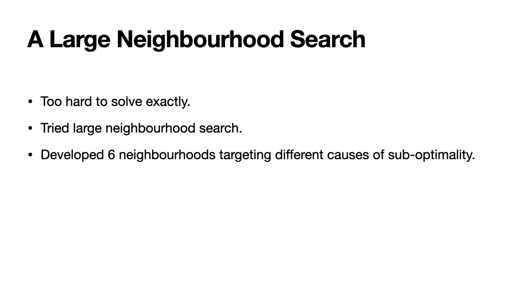The search algorithm then calls the neighborhoods until it reaches a time limit. It is best to design many different neighborhoods that fix different subsets of the variables so that the search can explore different parts of the solution space. We developed a large neighborhood search with 6 neighborhoods. Each of these neighborhoods target a different cause of suboptimality.